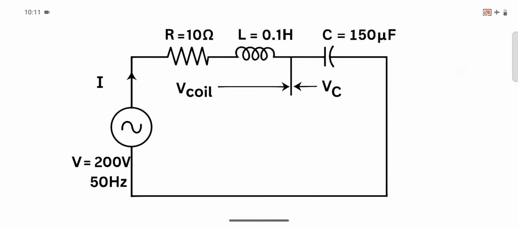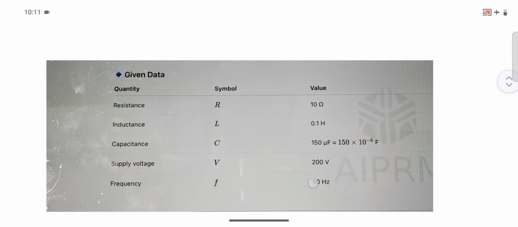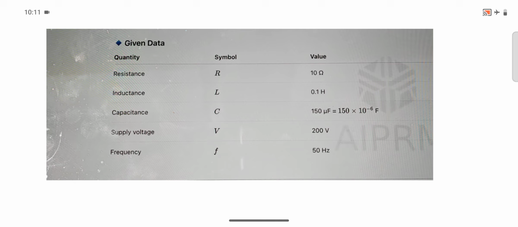In this photo, you can see all are in series: resistance, capacitor, inductance, all values are given. What are the data given? First, we will write. You can see on the screen resistance is given, inductance value is given, capacitance is given, supply voltage is given, and frequency is given.